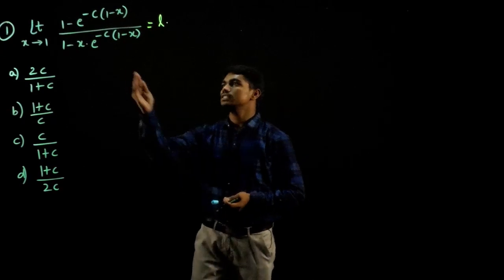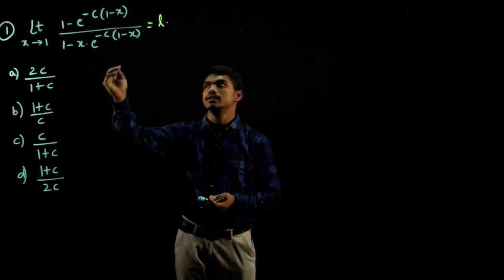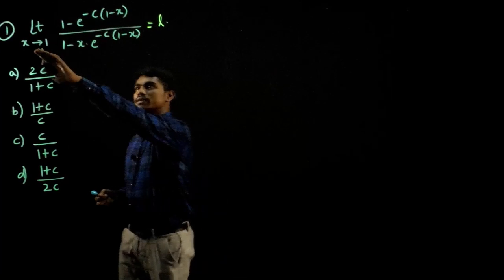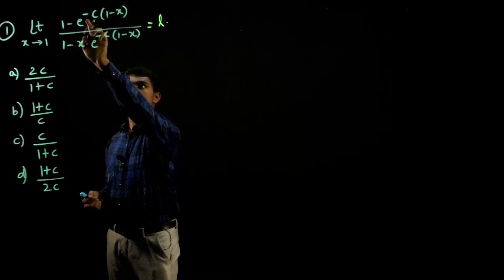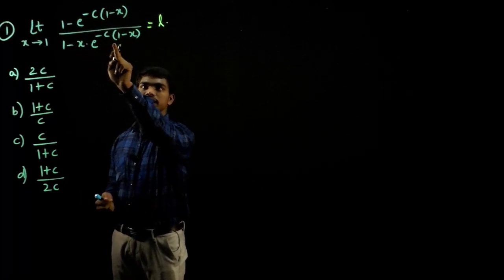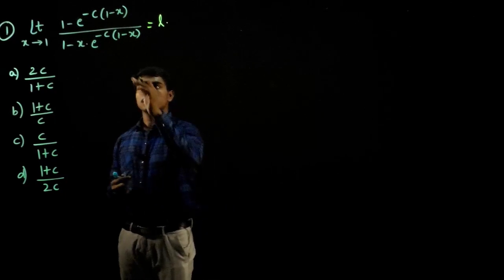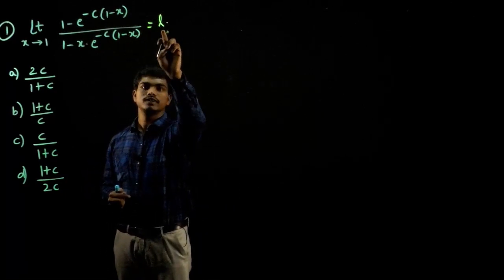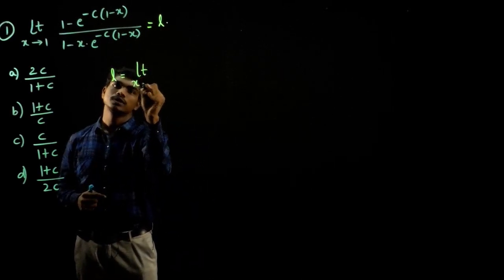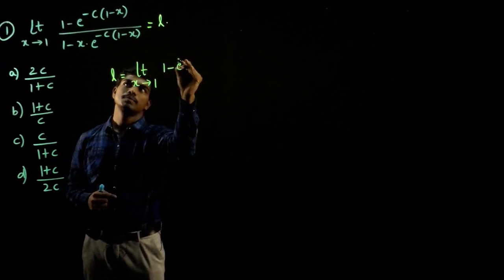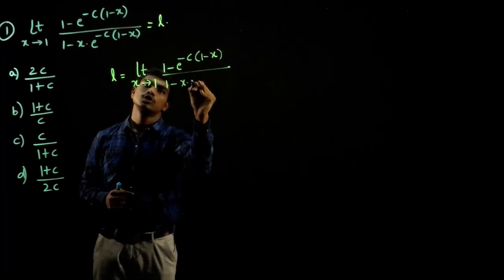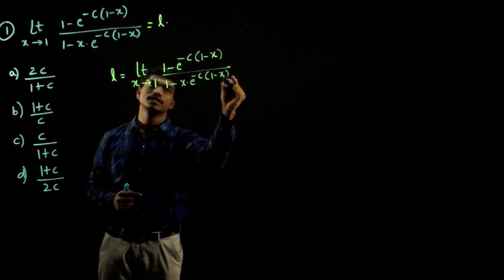So my friends, this is one of the questions in the mechanical forenoon session from mathematics, and this question is straight away from limits. The question is limit x tends to 1 of (1 minus e power minus c into (1 minus x)) divided by (1 minus x into e power minus c into (1 minus x)). If you want to evaluate this limit, let us suppose it is equal to some value L. So L is equal to limit x tends to 1 of (1 minus e power minus c into (1 minus x)) divided by (1 minus x into e power minus c into (1 minus x)), correct?